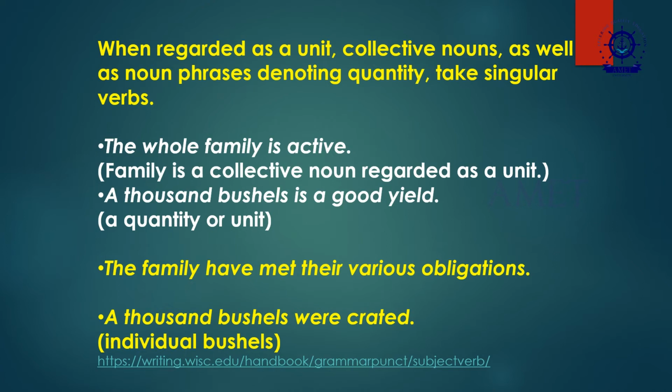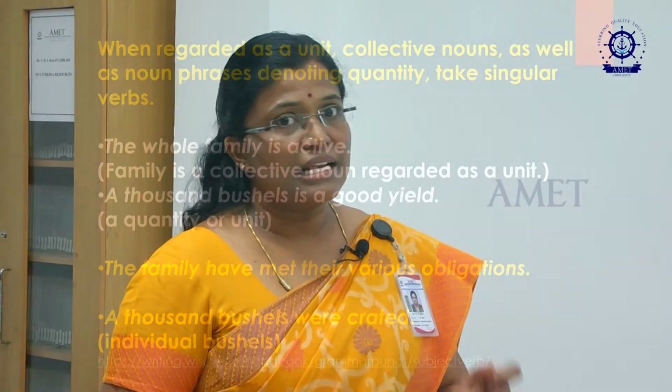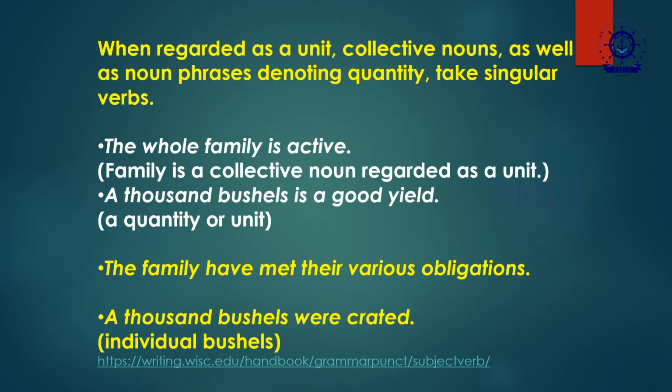The next sentence, 1,000 bushels is a good yield. Again a collective noun. 1,000 bushels is a good yield. On the contrary, if you come to the next sentence, the family have met their various obligations.